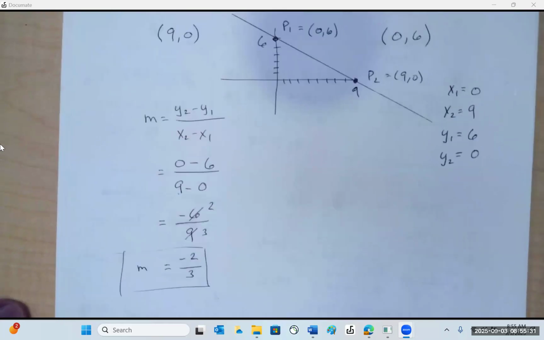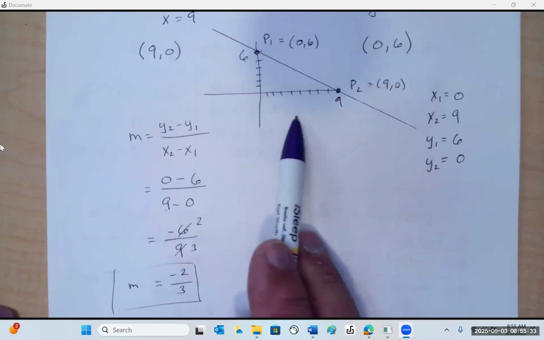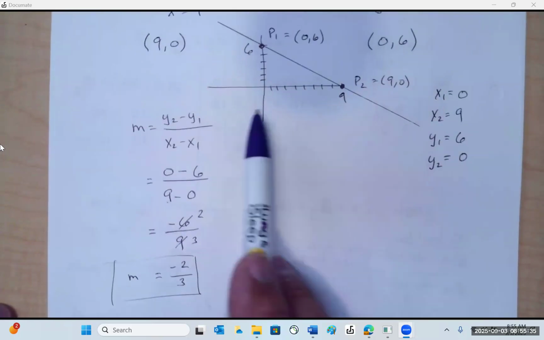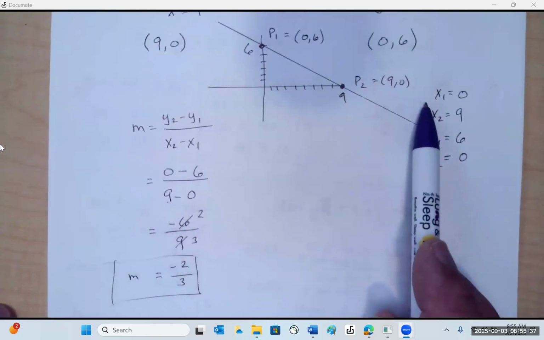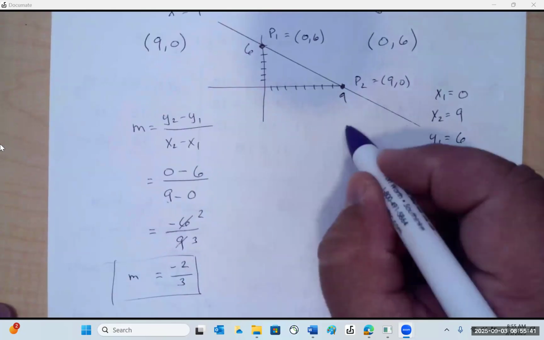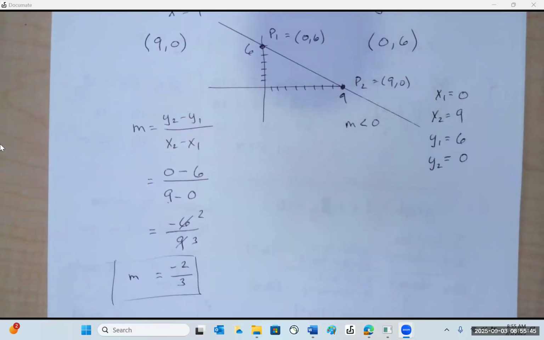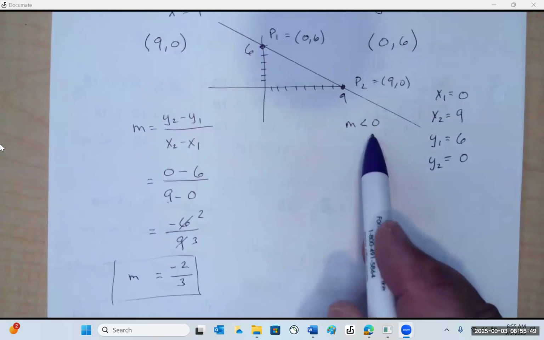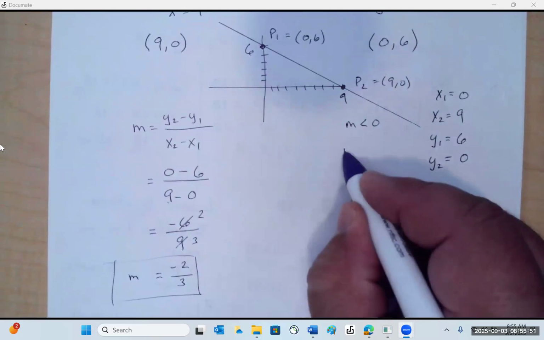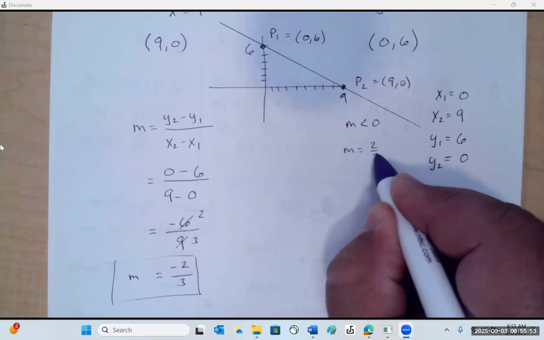We knew the slope was negative because look at the picture. As we go left to right, where's the graph going, up or down? So the slope is negative. Slope is less than 0. It's negative. It's negative 2/3.